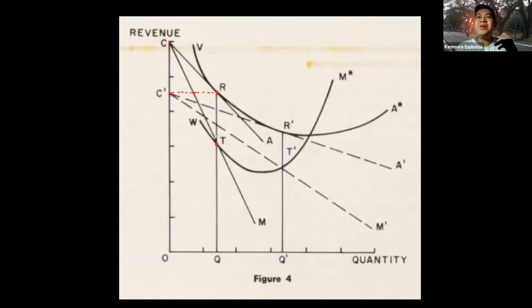Got that? Is that clear? Again, horizontal line, and then you get one point, you draw a straight line, and the point wherein your straight line intersects the quantity corresponding to point R is the first point of your marginal curve. Got it?